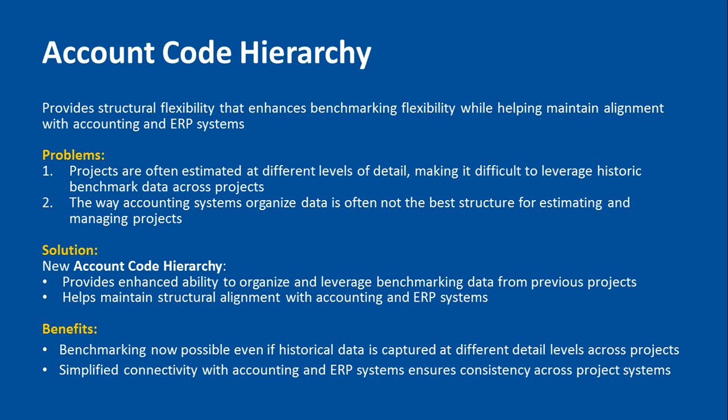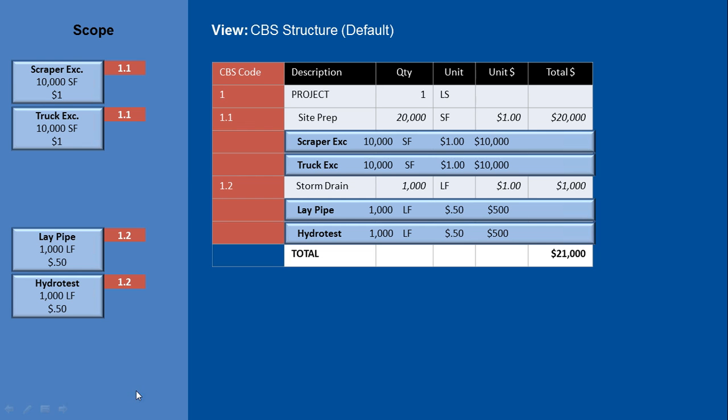So let's go into an example of what this looks like. Right now, this is what we have today. The cost breakdown structure is the primary way to organize an estimate. As you can see here, in CBS codes 1.1 and 1.2, each of those element levels has two cost elements within it. They roll up and have that summary data, but they're organized into two per each cost element.